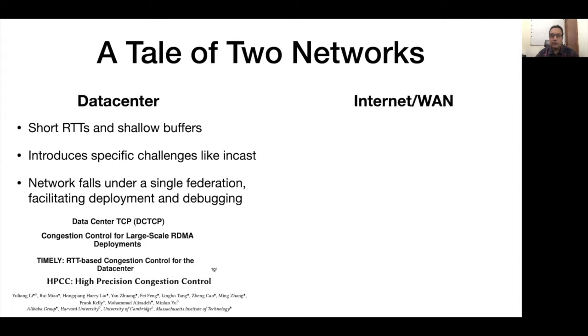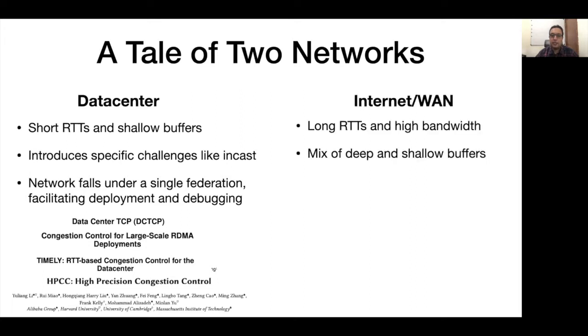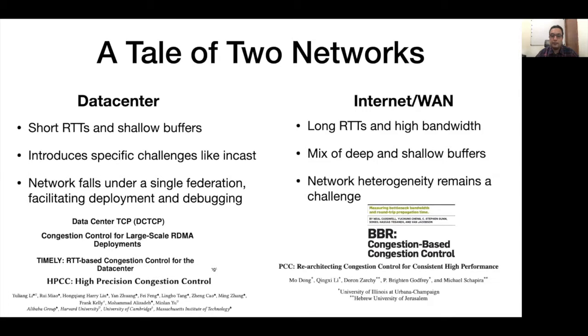On the other hand, WANs have long RTTs and high bandwidth demand. They have a mix of deep and shallow buffers. Also, aside from private WANs, deployment of new WAN congestion control algorithms has to take into account the heterogeneity of such networks. This includes competing with legacy congestion control algorithms. Recent proposals for WAN congestion control include protocols like DDR, PCC, COPA, and Nimbus.